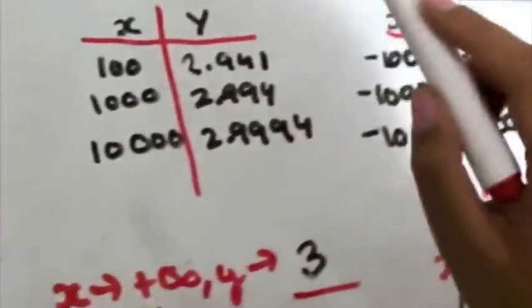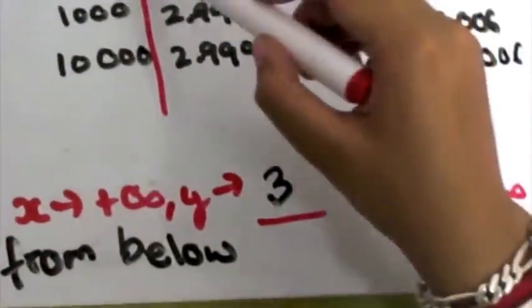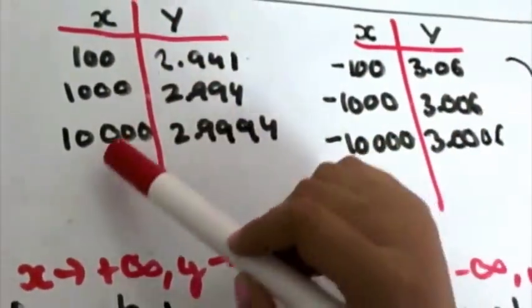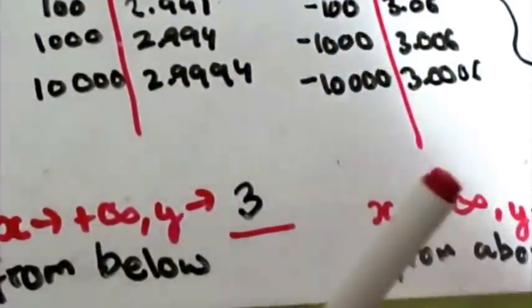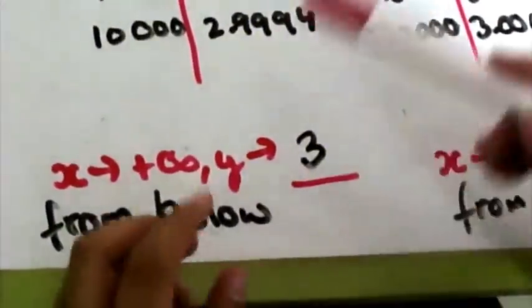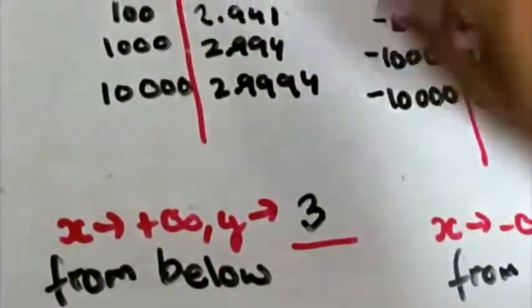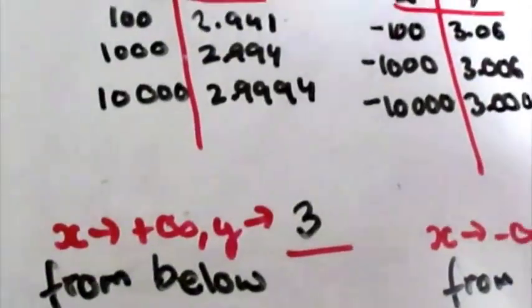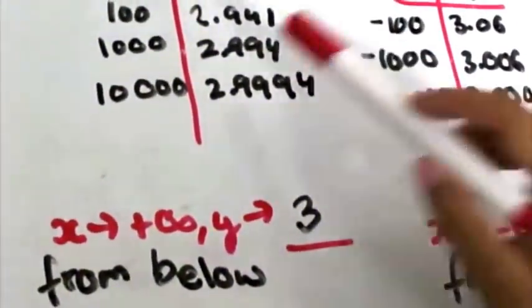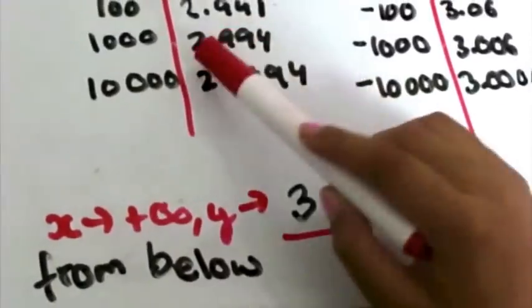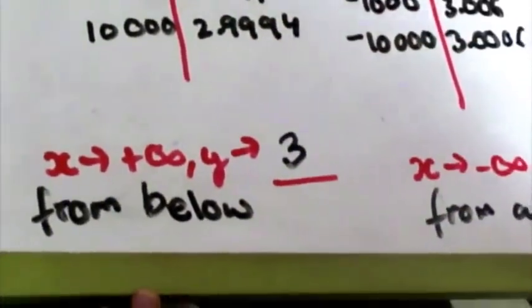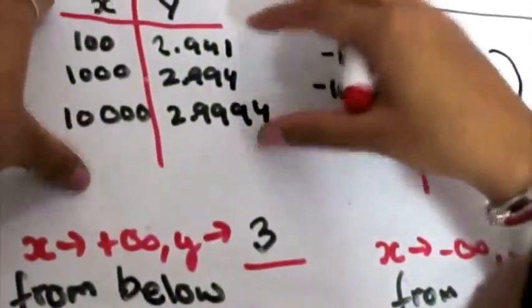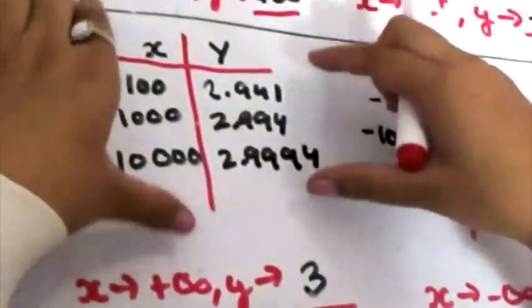So basically we take really large values of x. For positive infinity, we take 100, 1,000, and 10,000, so they get bigger and bigger. If you plug these values into the original function, you can see that for 100 it's 2.941, and then 2.994, and then 2.999. So as you can see here, usually y is going to approach 3.